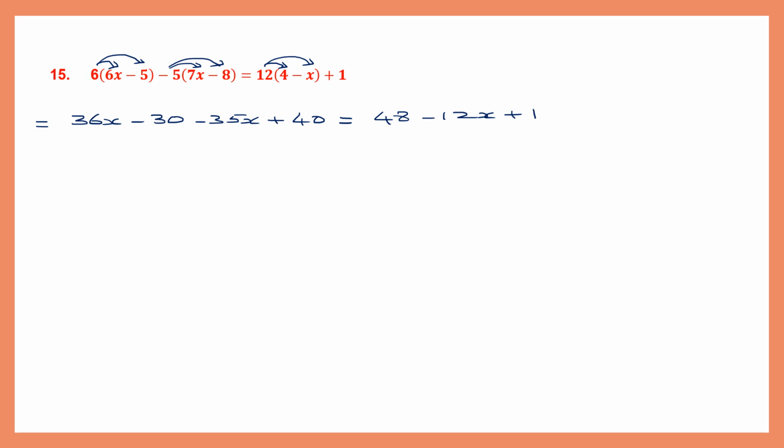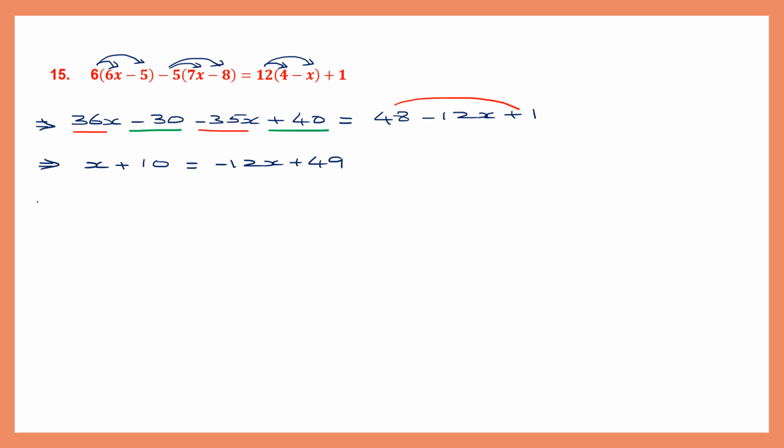Now let's look at all the like terms. Here we have 36x minus 35x. 36 minus 35 is just 1. So that is x. Now let's look at minus 30 plus 40. Put the sign of the bigger number and subtract, 40 minus 30 is 10. On this side we have 48 plus 1, that is 49. So we have minus 12x plus 49.